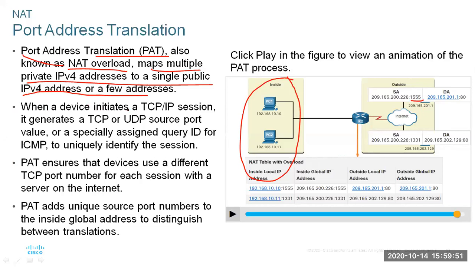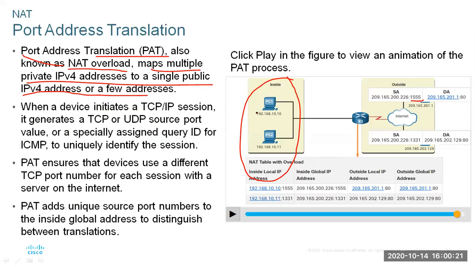When a device initiates a TCP session, it generates a TCP or UDP source port value, or a specifically assigned query ID for ICMP, to uniquely identify the session. So PAT ensures that devices use a different TCP port number for each session with a server on the internet. So PAT adds a unique source port number to the outside global IP address.